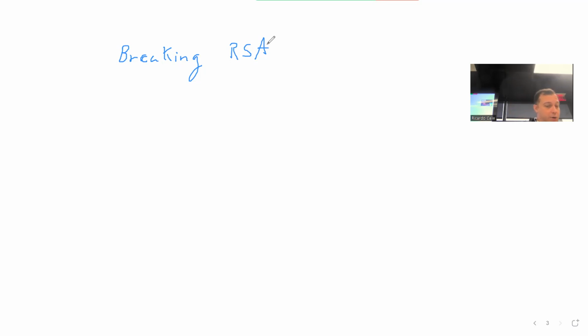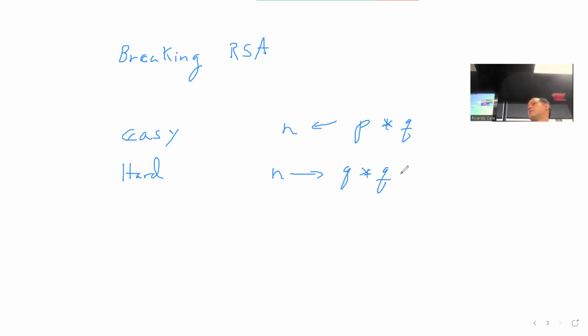Okay, so RSA's main security foundation relies upon the fact that given two large prime numbers, the composite N is generated, and it's easy to generate, but it is very difficult from N to get P and Q. So going from P and Q to N is easy, but it is very hard or impossible to go from N and get P and Q. That's not something that you can do.